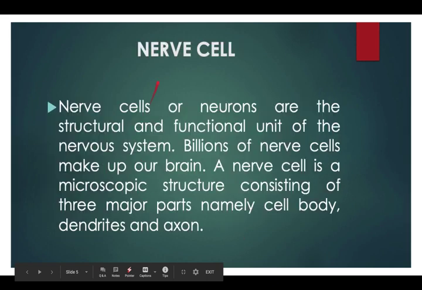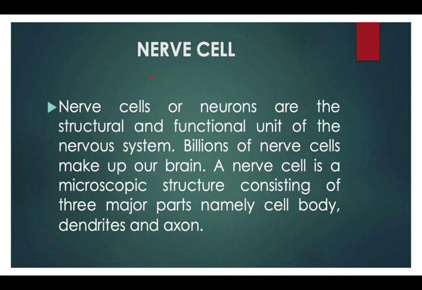Now, because in today's class we are focusing on the basic structural and functional unit of our nervous system, that is nerve cell, we will start with this slide, that what is a nerve cell and how it functions. Nerve cells or neurons are the structural and functional unit of the nervous system. Billions of nerve cells make up our brain, and in class 9th you have already studied.